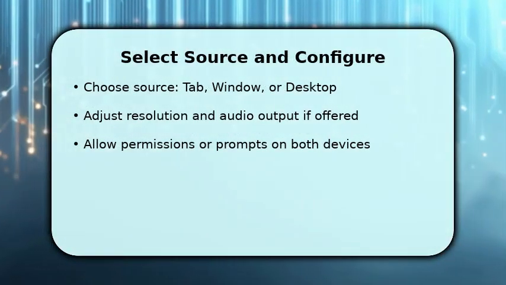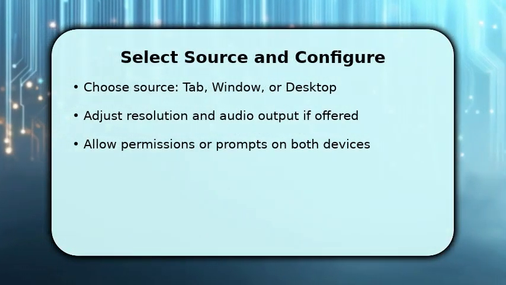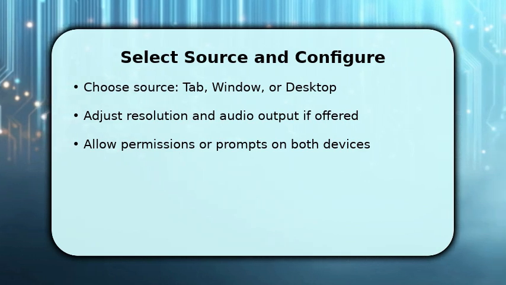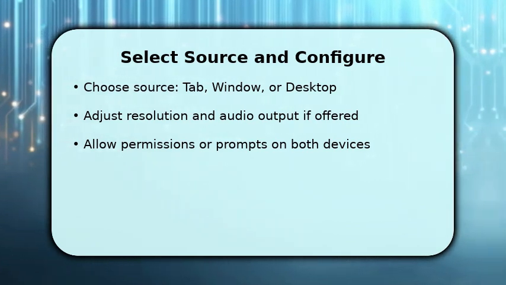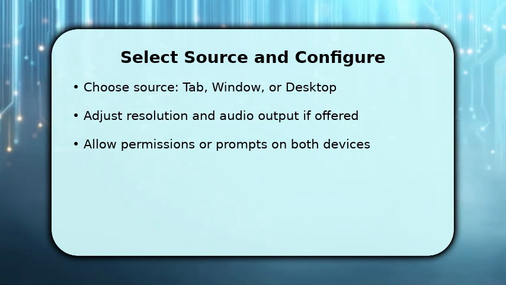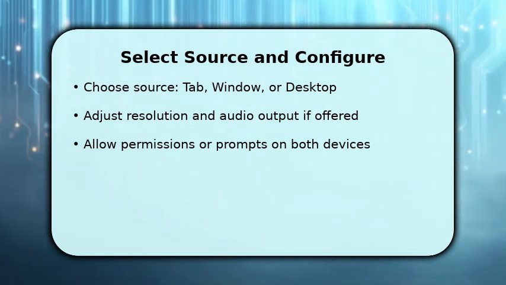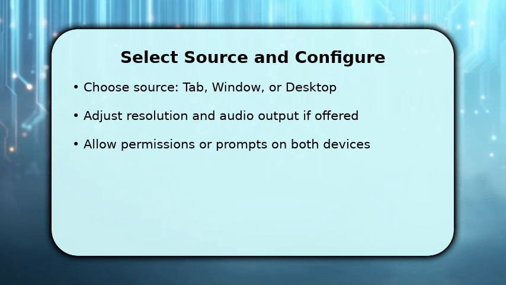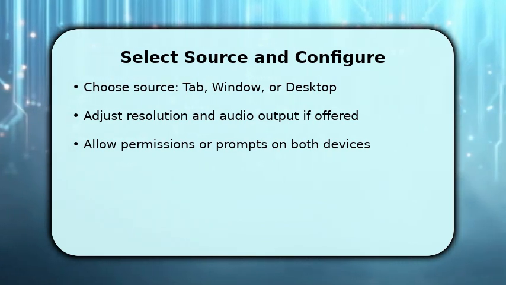You now choose what to send. Select a browser tab, an application window, or the entire desktop. This affects privacy and performance, so pick the smallest scope needed. Then check any options for resolution, frame rate, and audio routing. Choose the receiver as the audio output if you want sound.